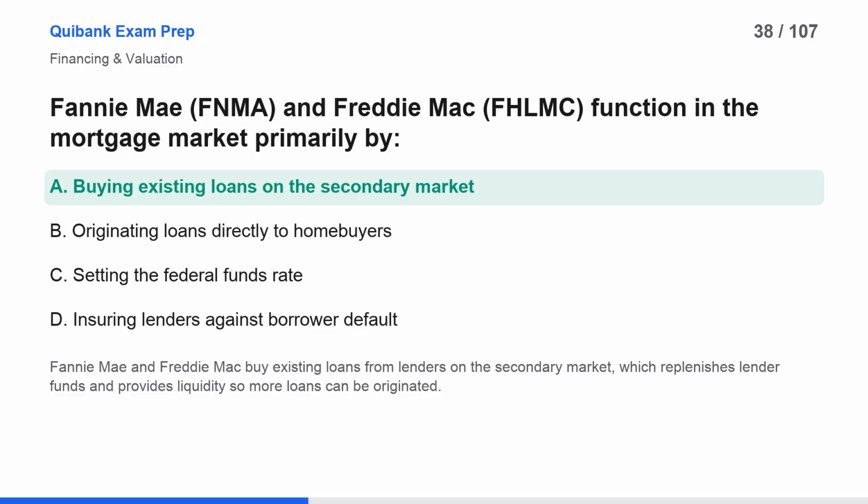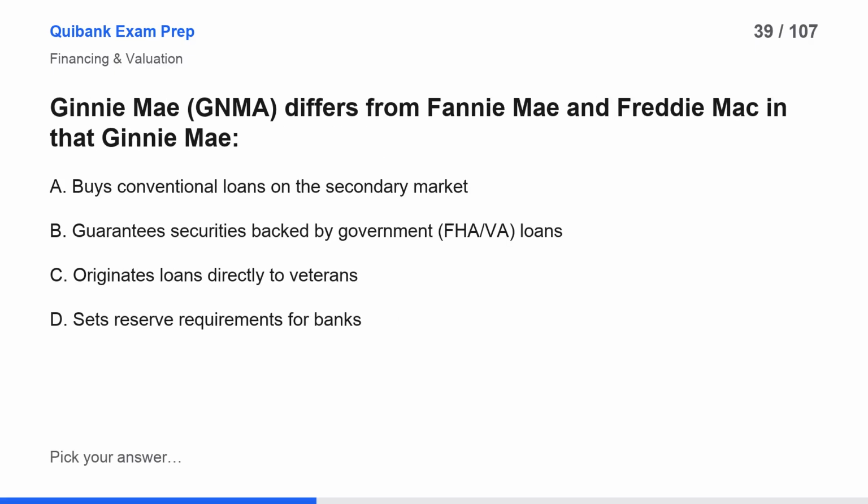The answer is A. Buying existing loans on the secondary market. Fannie Mae and Freddie Mac buy existing loans from lenders on the secondary market, which replenishes lender funds and provides liquidity so more loans can be originated. Question 39. Ginnie Mae GNMA differs from Fannie Mae and Freddie Mac in that Ginnie Mae A. Buys conventional loans on the secondary market. B. Guarantees securities backed by government FHA/VA loans. C. Originates loans directly to veterans. D. Sets reserve requirements for banks.